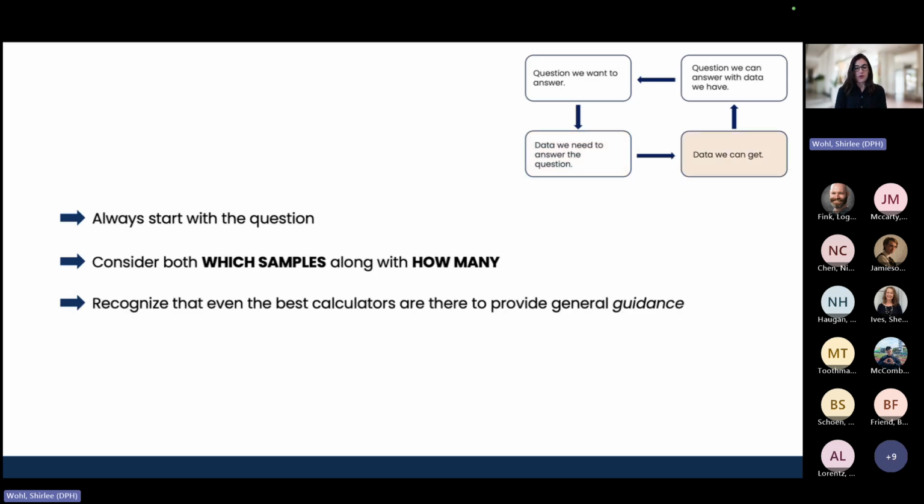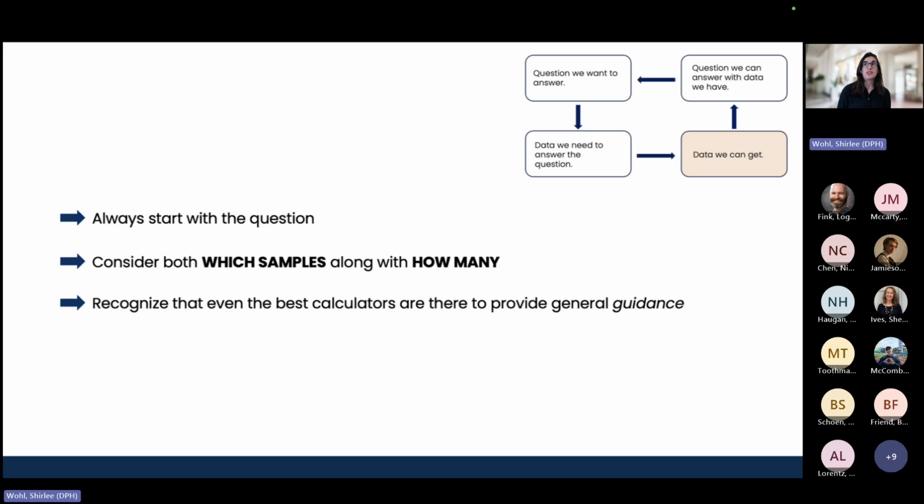And the other big takeaway that I always think of is that these calculators, at least in their current form, are really to provide general guidance. There's never going to be something that says, if you have 100 samples, you're going to be able to answer this question with certainty. But I do think it's useful to get an order of magnitude.